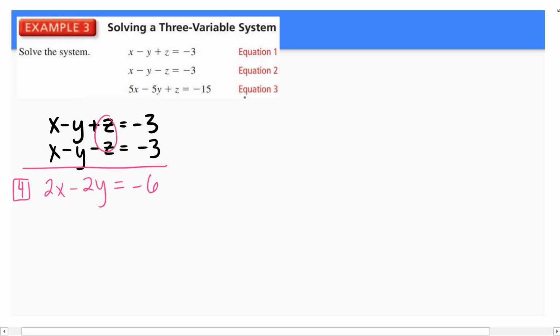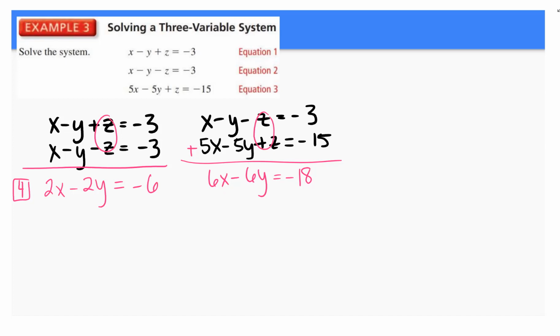Now I'm going to add equation 2 to equation 3. It just can't be the same 2 that you first did. I mean, you would just be doing them over again, so that's not helpful. So I'm going to use equation 2 and 3 and add those. And my result is equation 5, 6x minus 6y equals -18. Our next step is to use equations 4 and 5 to eliminate another variable.